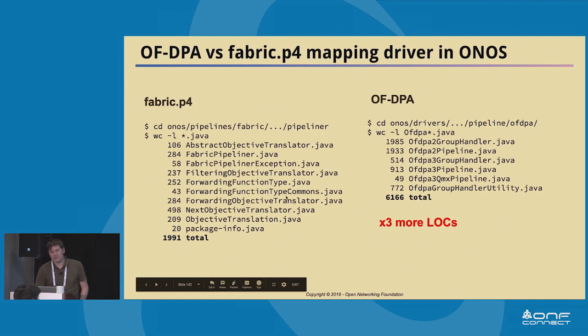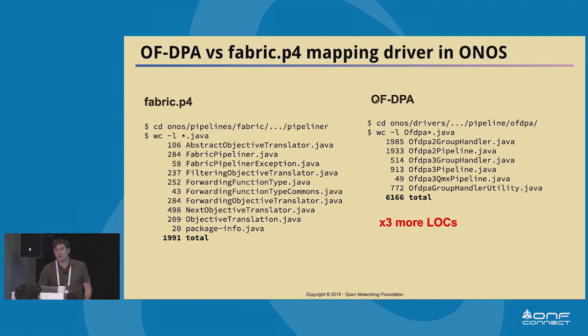To give an example, this is the number of lines of code used for the pipeliner implementation in ONOS for OF-DPA and fabric.p4. It's roughly 3 times more lines of code for OF-DPA for pretty much the same capabilities. You might be asking, why do you need 2,000 lines of code for a one-to-one mapping? Well, Java is very verbose, let's put it this way. But again, the goal here is to show how P4 makes the life of control plane developers easier, because you just define those capabilities that you need in a way that is convenient for you.